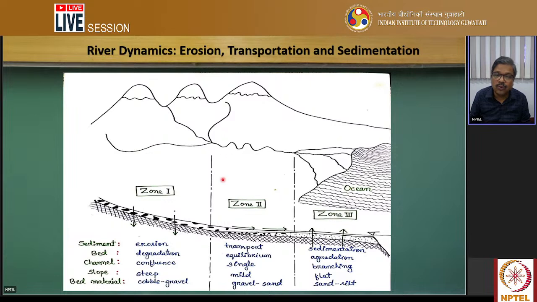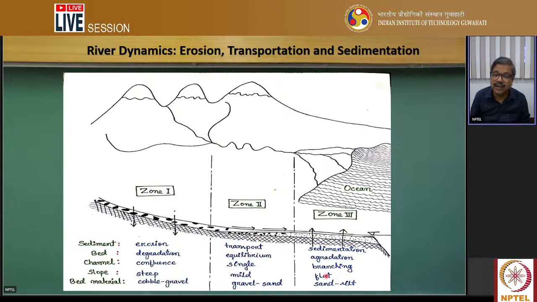But in zone 2, the river has a transport process, and mostly the traits of zone 2 river are at the equilibrium stage. Mostly it's a single channel with meandering forms. Slope is mild, and it could have gravel and sand. That type of combination could be there in zone 2 regions.